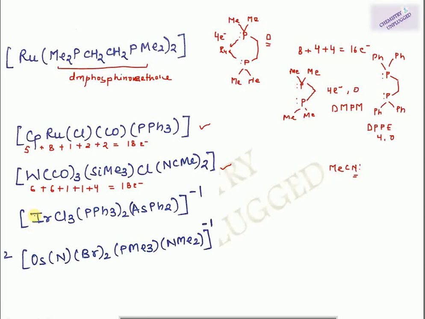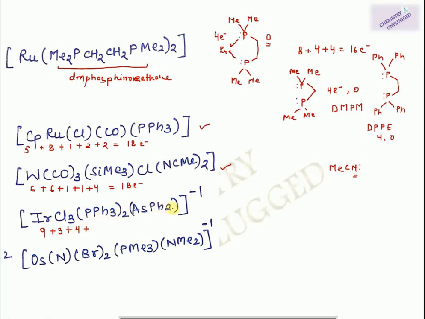Iridium belongs to the cobalt family, so it has 9 electrons in its valence shell. 3 by these 3 Cls, 1 by each, so it will become 3. PPh3 will provide 2 electrons. We have 2 PPh3, so it will become 4.